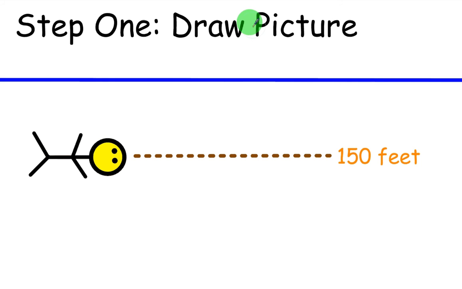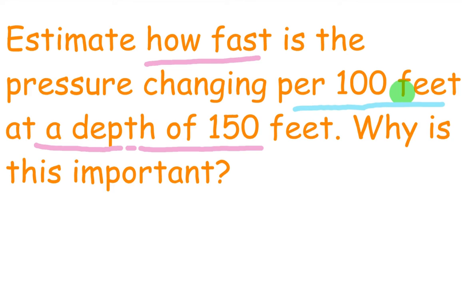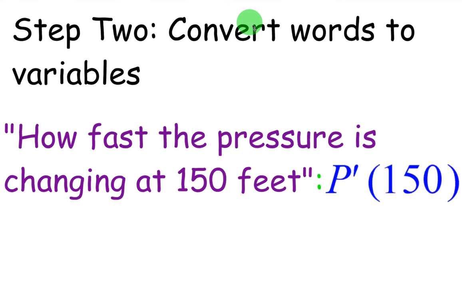So here's our picture. Now, of course, this is just a particular picture of this person in the water at 150 feet. They pretty much started up at the top, and they'll keep going all the way down. So I just drew us a little picture here. All right, convert words to variables. How fast the pressure is changing at 150 feet would be P prime of 150.